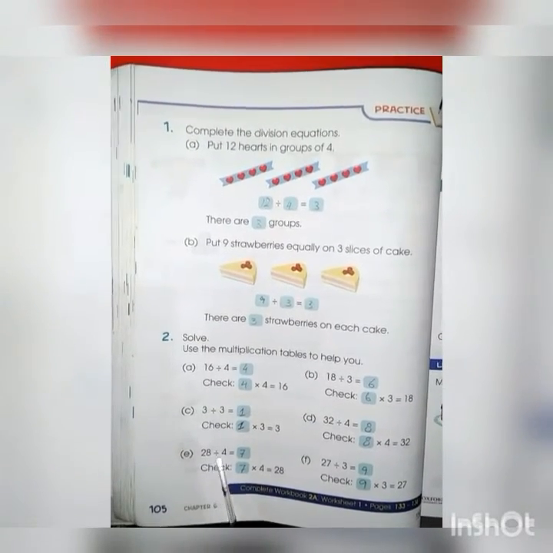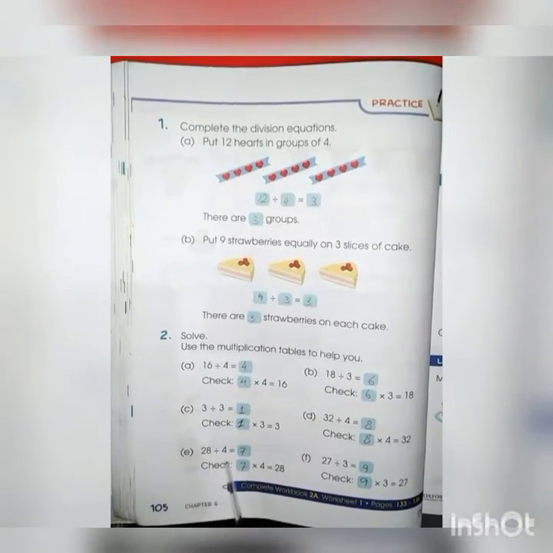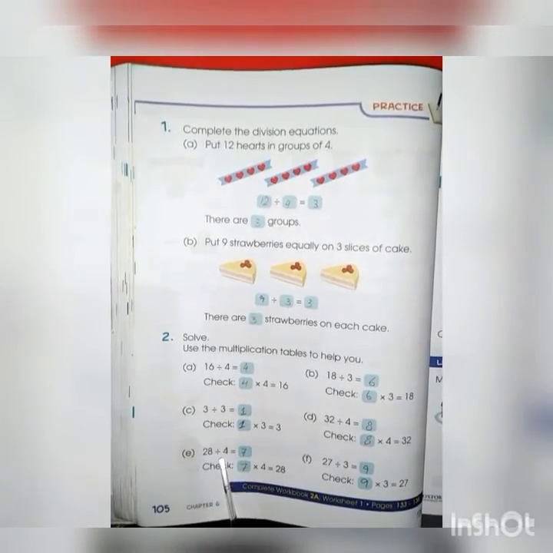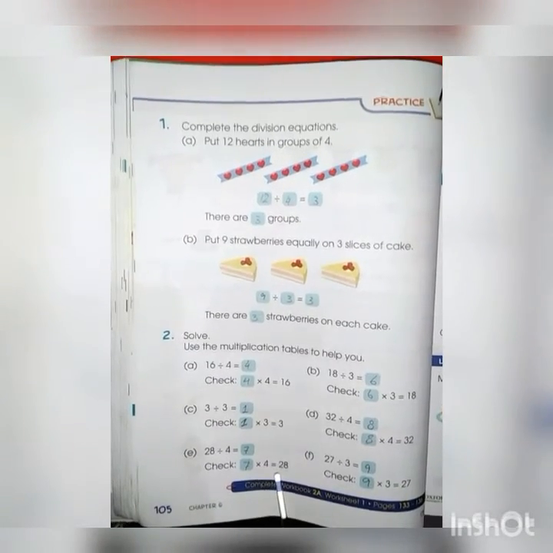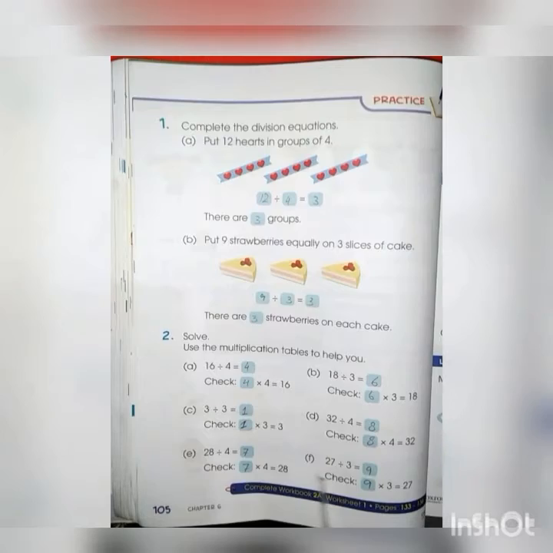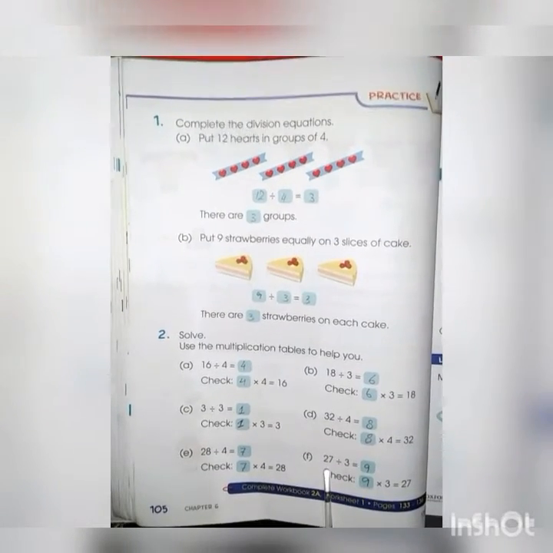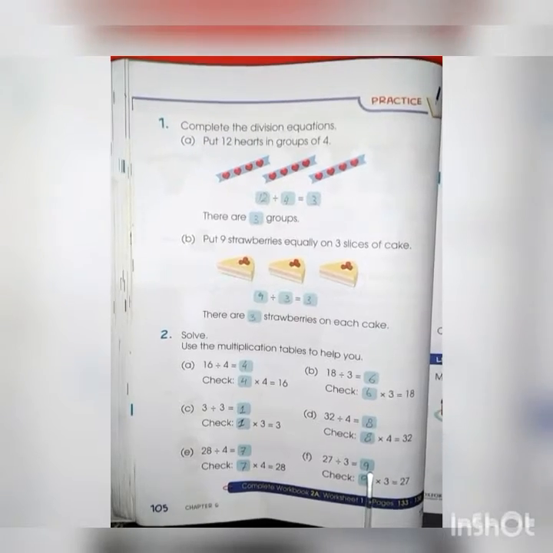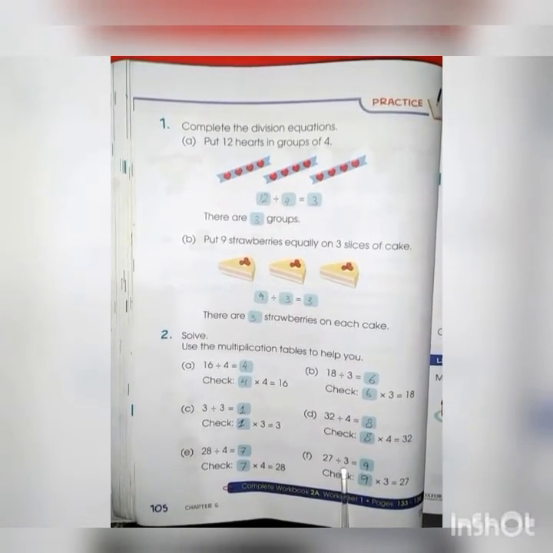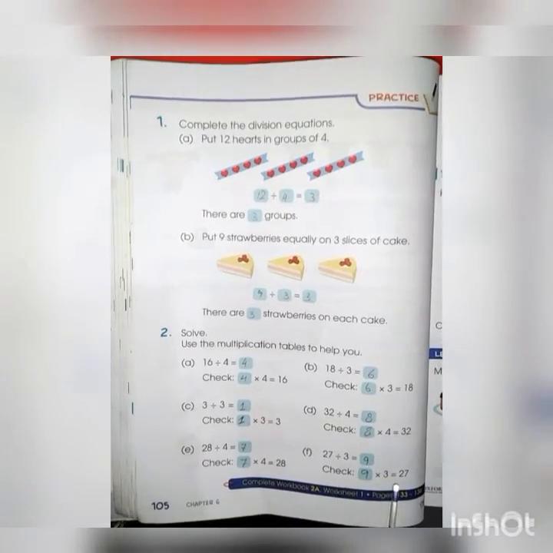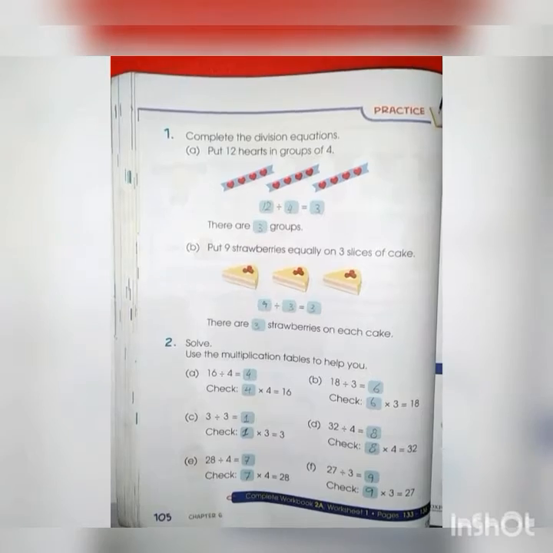E. 28 divided by 4. If we divide 28 by 4, we will get 7, as 4 sevens are 28 or 7 fours are 28. F. 27 divided by 3 is equal to 9. If we divide 27 by 3, we will get 9. And to check, we will multiply 9 with 3 and it will also give us 27. It means that our answer is right.